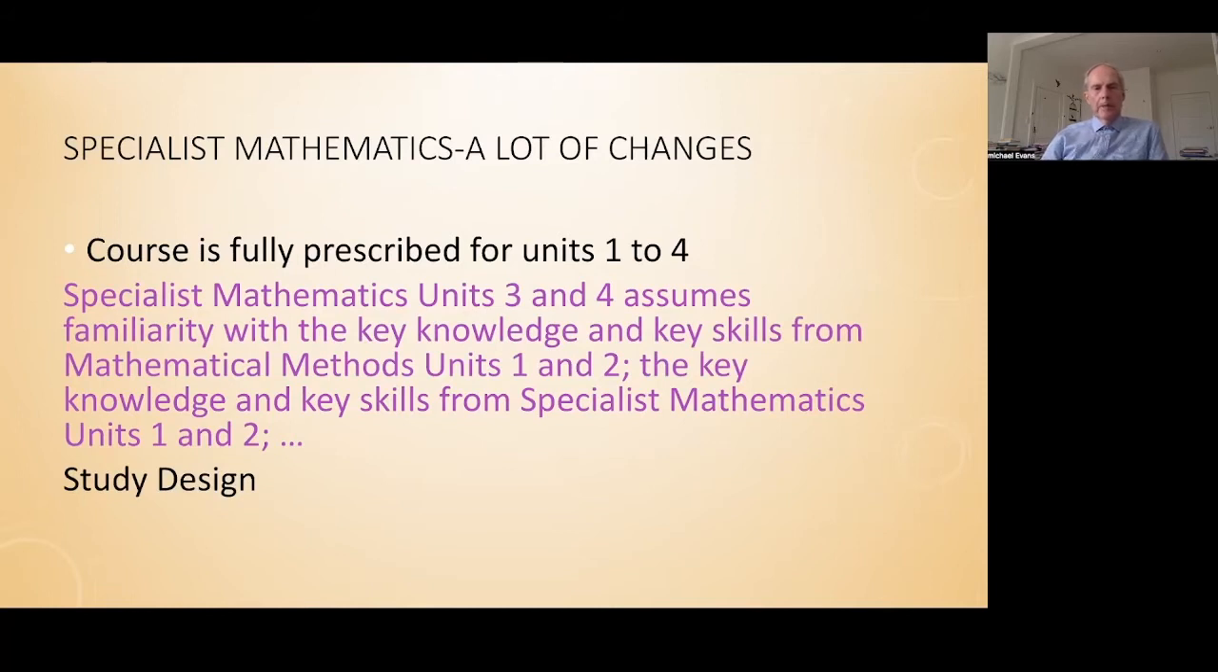In Specialist Maths, there's a lot of change. It's fully prescribed for units 1 to 4, and that's probably the biggest change in many ways. Specialist Mathematics units 3 and 4 in particular assume familiarity with the key knowledge and key skills from both Methods and Specialist. So that's very important to understand: there's an assumption that the students have knowledge of the material covered in Specialist Mathematics 1 and 2, as well as Mathematical Methods 1 and 2. As usual, it's assumed the student has either completed Math Methods 3 and 4 or is completing it simultaneously with this.